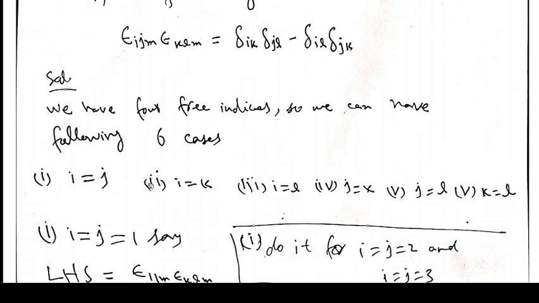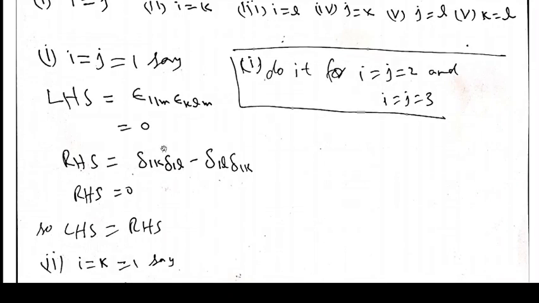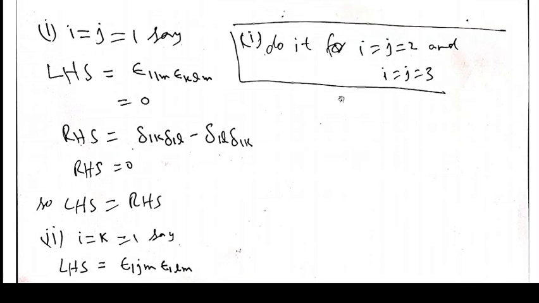Similarly on the right hand side, delta 1k delta jl minus delta 1l delta 1k. So these will cancel out with each other and we have the right hand side 0. So left hand side equals right hand side. This is with our supposition, when we are taking i j equal to 1. So you can take 2 and 3. The result must hold with these two assumptions also. You have to check this.